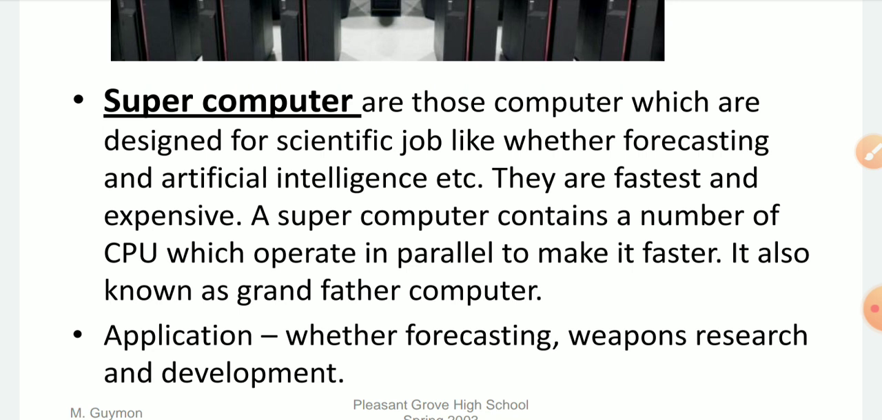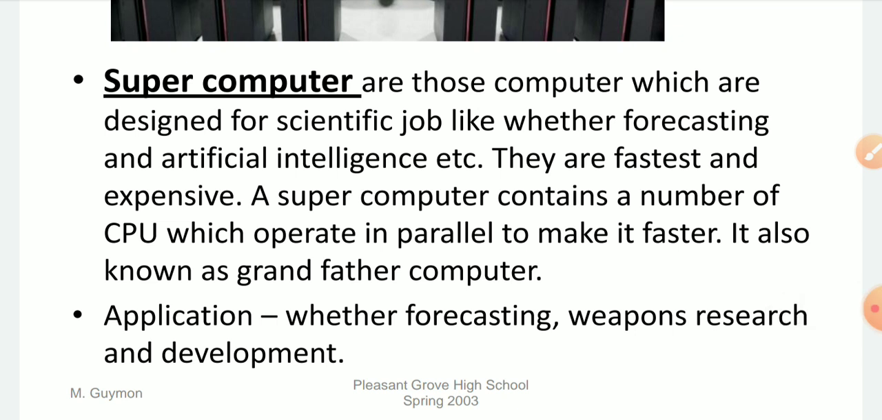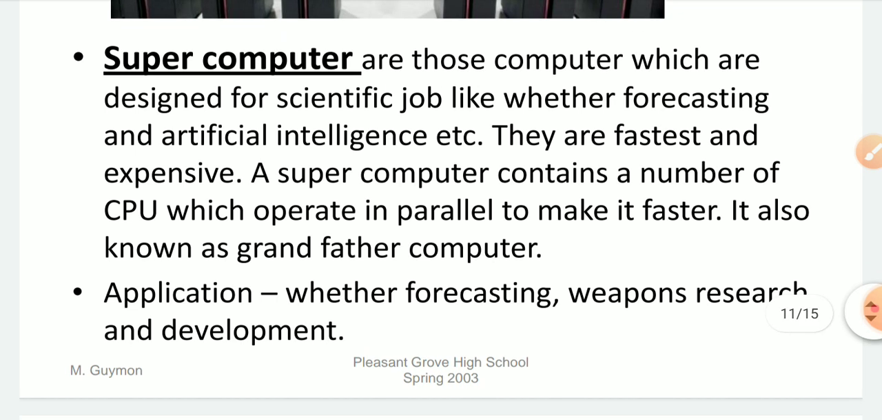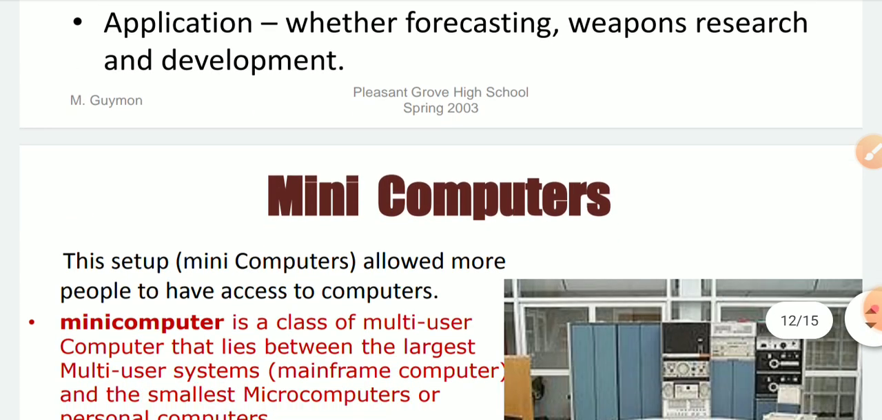Clear? In the supercomputer, the processing is very high because many computers are connected to each other in parallel for the processing. Applications of this: the uses of supercomputers in weather forecasting, weapon research and development.